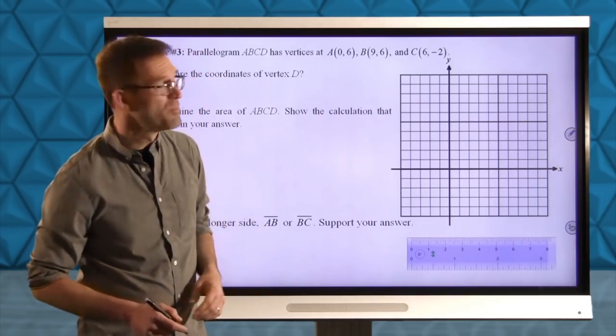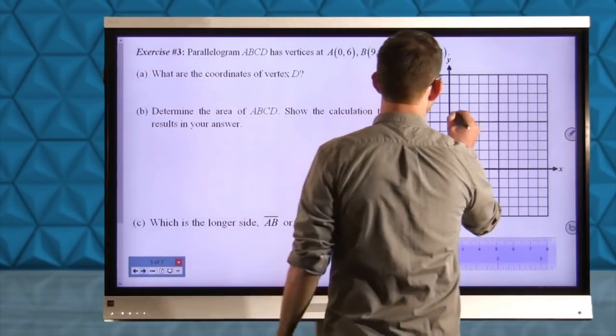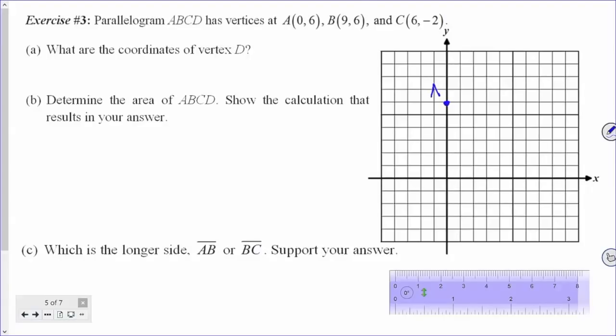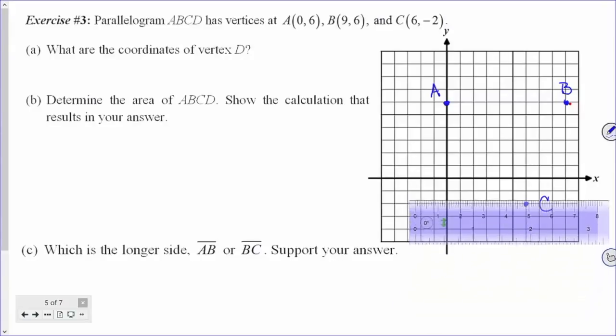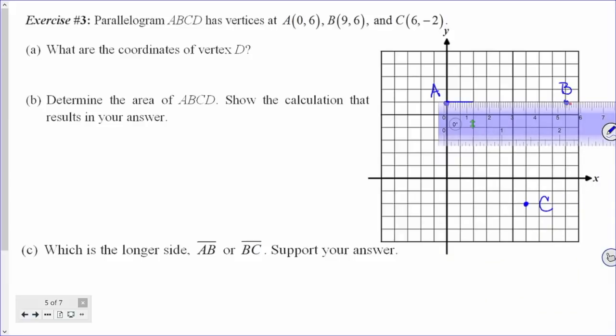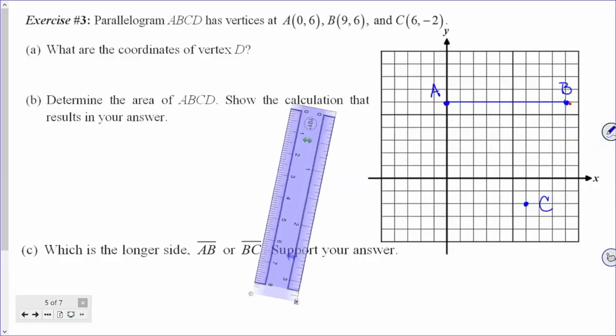All right, let's do it. Let's plot the other 3. We have A at (0, 6). We have B at (9, 6). We have C at (6, -2). And we want to figure out where D is. Okay? Well, let me connect a few of these with just nice straight lines so that we can at least see it a little bit better. There's side length AB. Kind of rotate it a little bit.